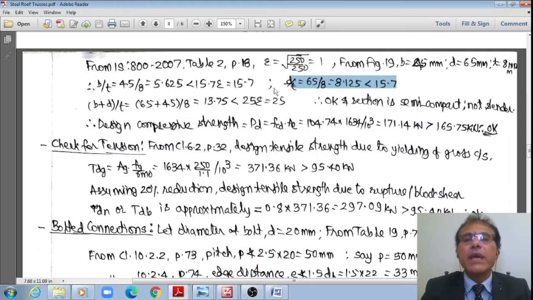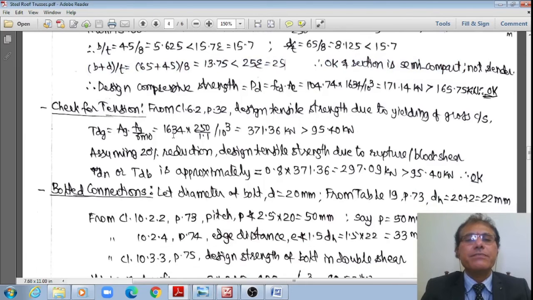Therefore, once I am okay that the section is not slender, I even need to check whether b plus d divided by t, which is 110 divided by 8, which is also 13.75. However, as per this, the code says that it should be less than 25 times epsilon. 25 times epsilon means 25. Therefore, it is okay. Means it is not slender.